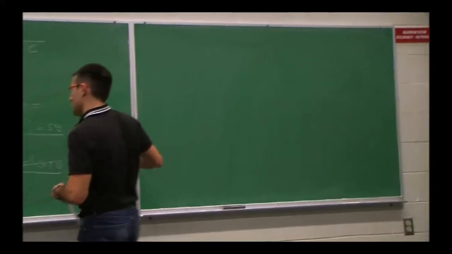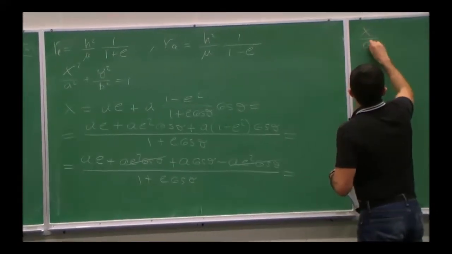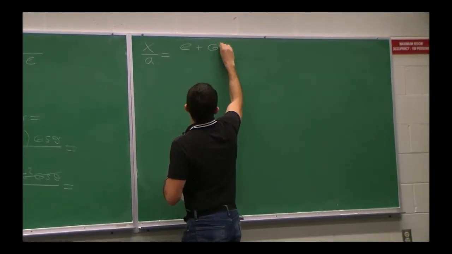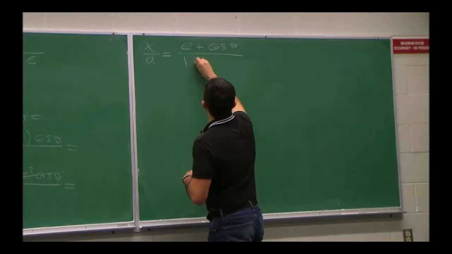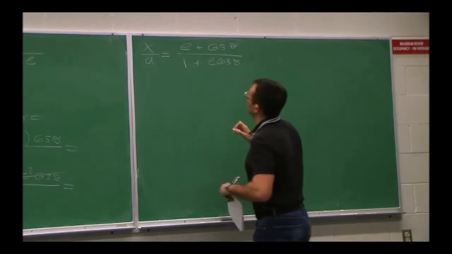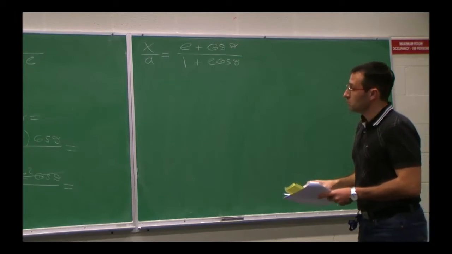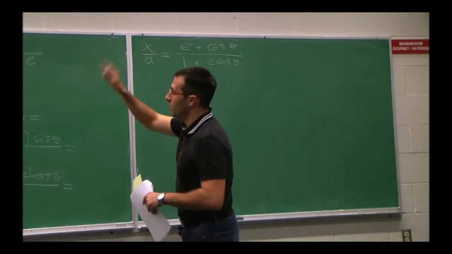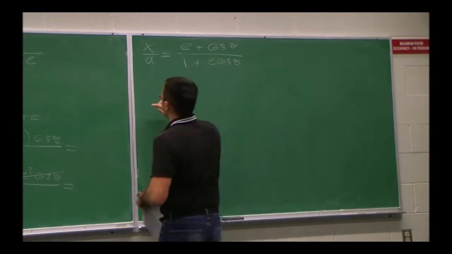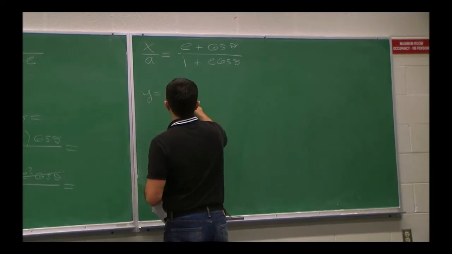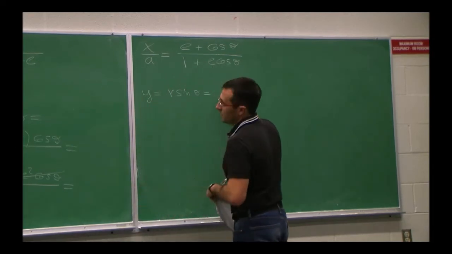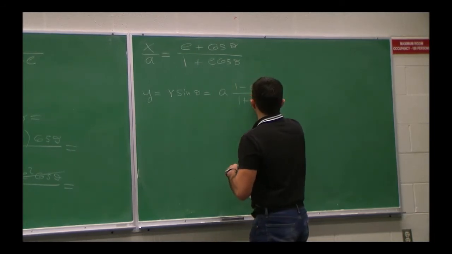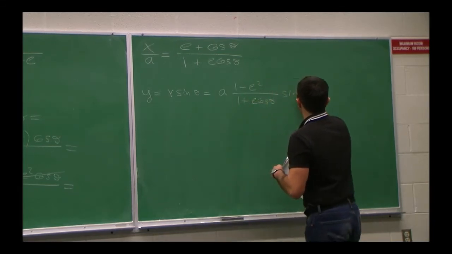This and this. So in other words, I'm going to write x over a is given by e plus cosine of theta over 1 plus e cosine of theta, right? Okay, that takes care of x over a that I will have to square afterwards. Let's just leave it there. Then y, this is easier. This is r sine of theta. So it's the same r that I've used there: a times 1 minus e squared over 1 plus e cosine of theta, times sine of theta.